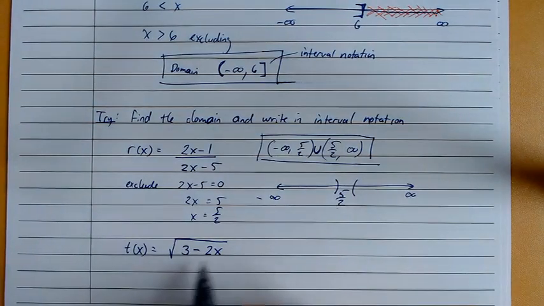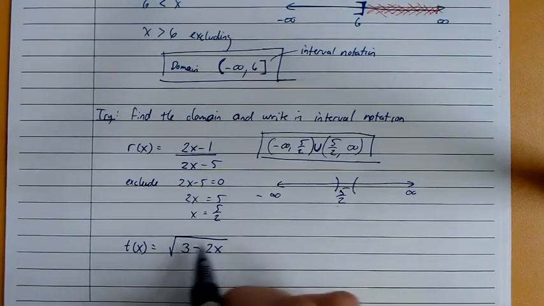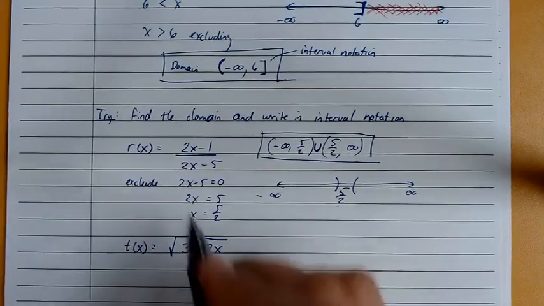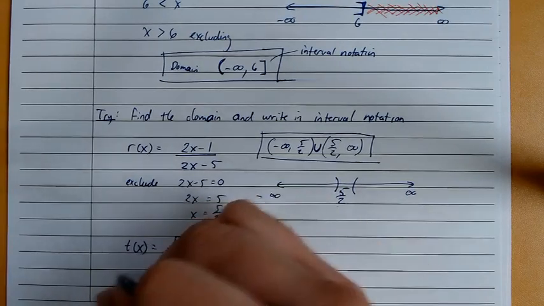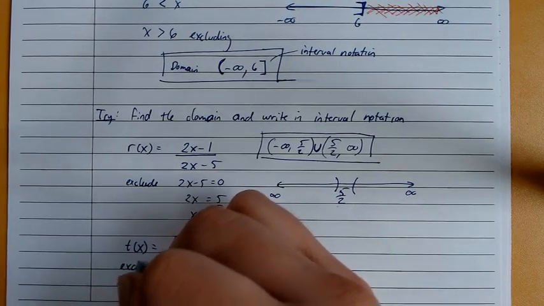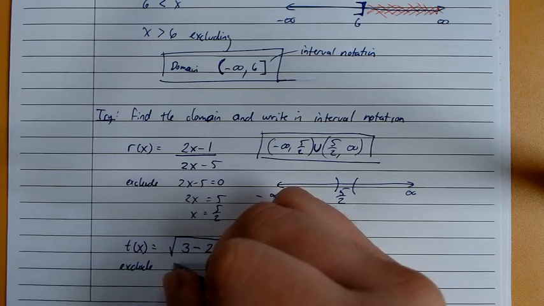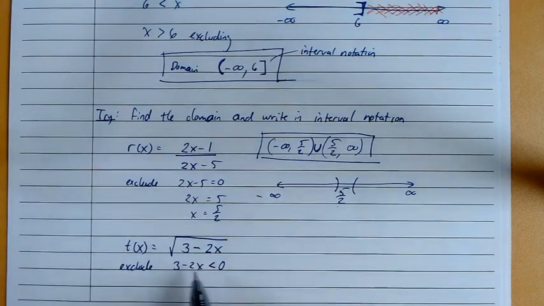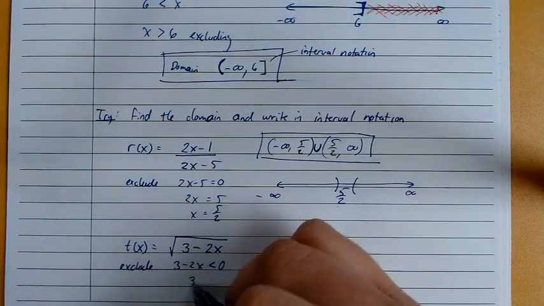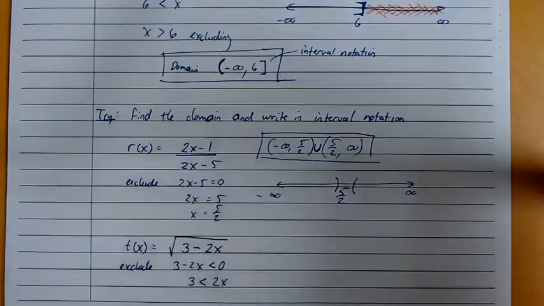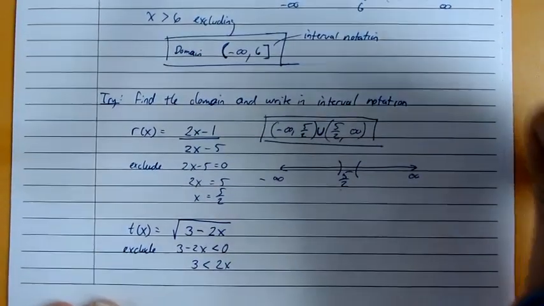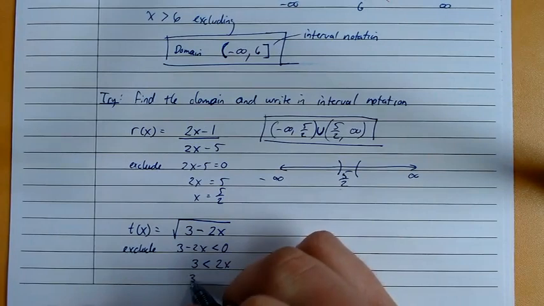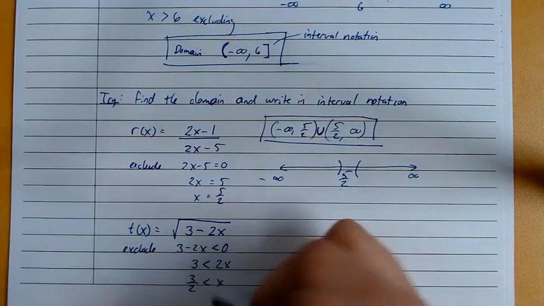For this one, we're going to find everything that makes the radicand negative, and that's what we're going to exclude. So let's exclude whatever makes 3 minus 2x less than 0. Here, let me add the 2x over this way. Since it's a negative, I can add it and turn it to a positive, on the other side. And now let me divide everything by 2. So that's going to be 3/2 is less than x.